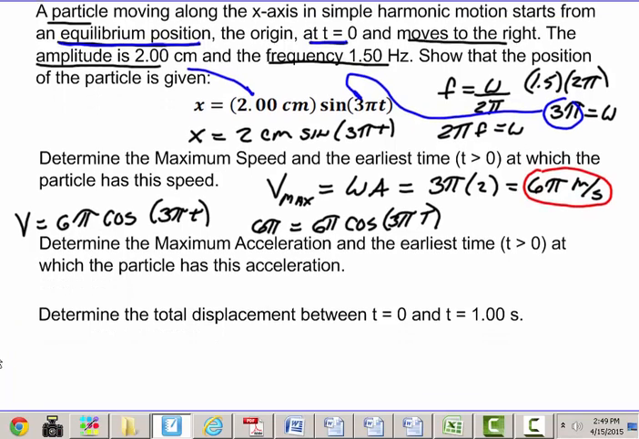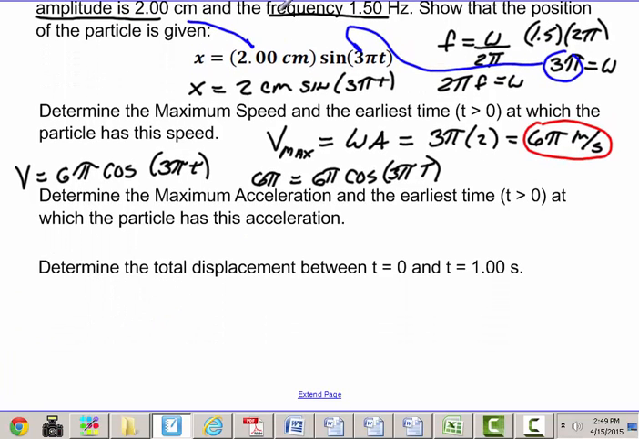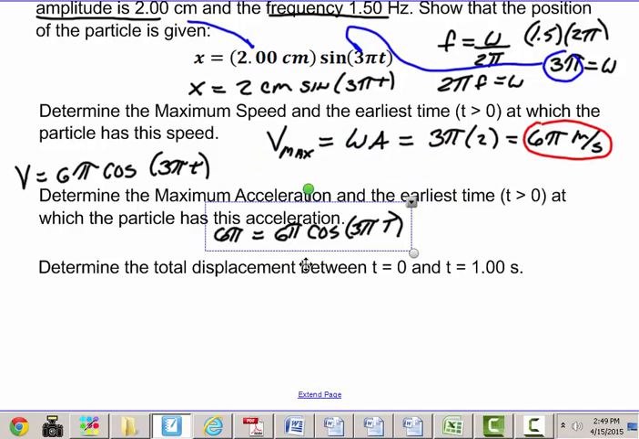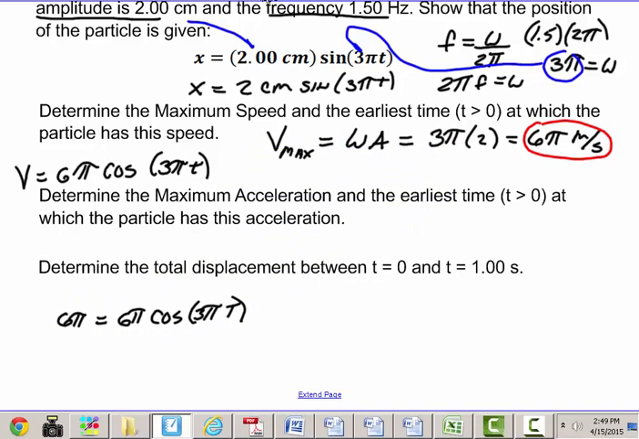I'm going to move down to give myself a little bit more space to do that. So let me see if I can grab this right here and drag it down to there. So now I divide by 6 pi, that gives me 1. So 1 is equal to the cosine of 3 pi times t.